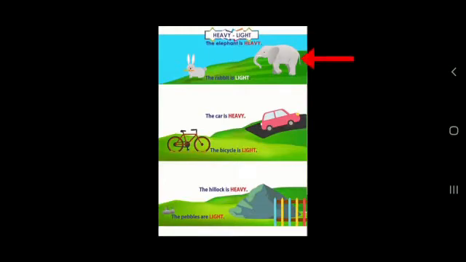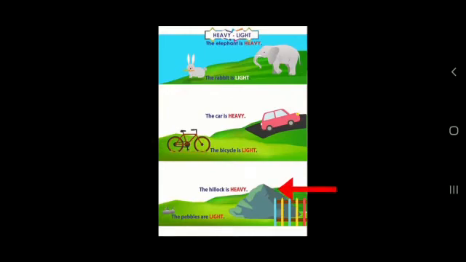Now first of all, we will see our workbook page and see some objects which are heavy and some objects which are light. The elephant is heavy. The rabbit is light. Elephant is big and heavy. Rabbit is small and light. The car is heavy. The cycle is light. Car is heavier than the cycle.